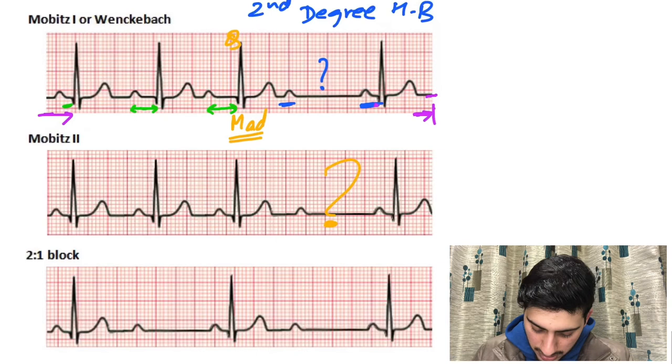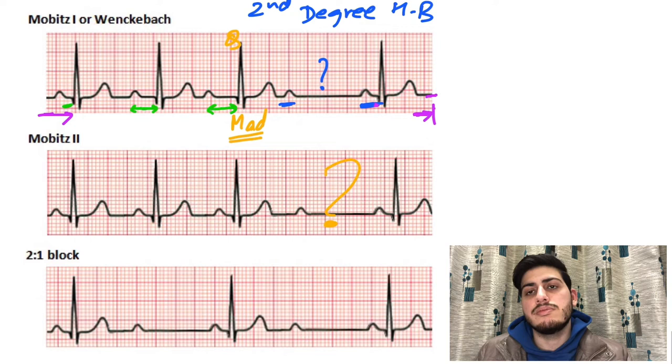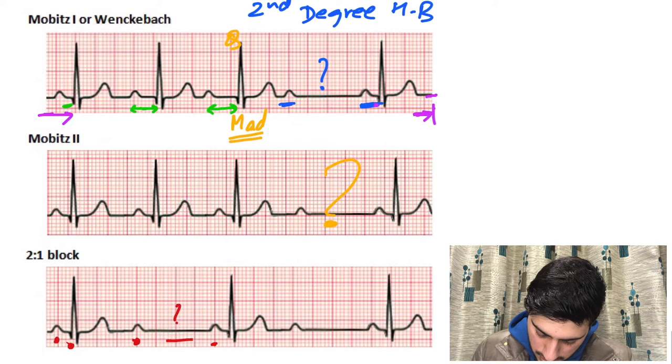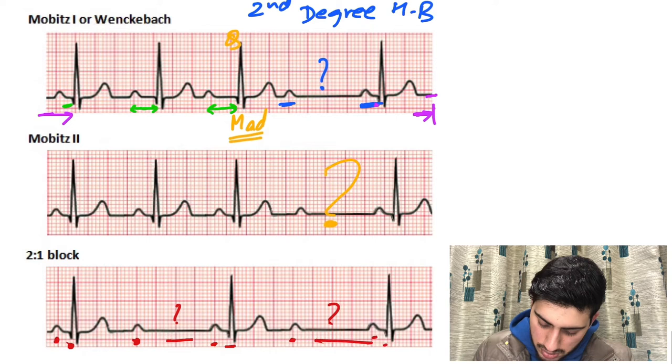Now let's get back to this 2:1 block. So what is 2:1 block? Some call it second degree heart block only. But what is the main difference here is, see, the P wave is here, the Q is here, again the P is here, no Q. Then P is here, Q is here, P is here, no Q. This will repeat.